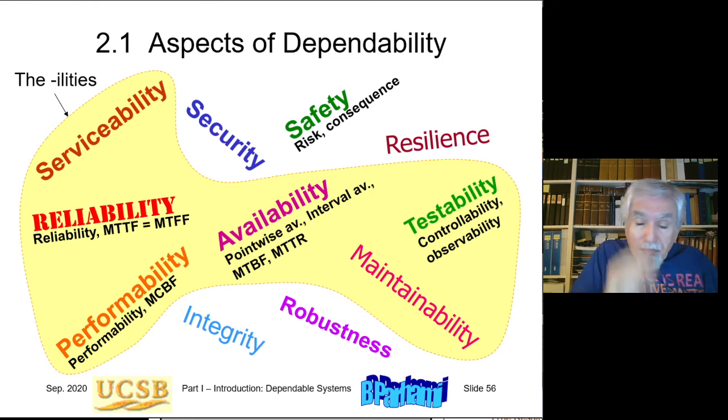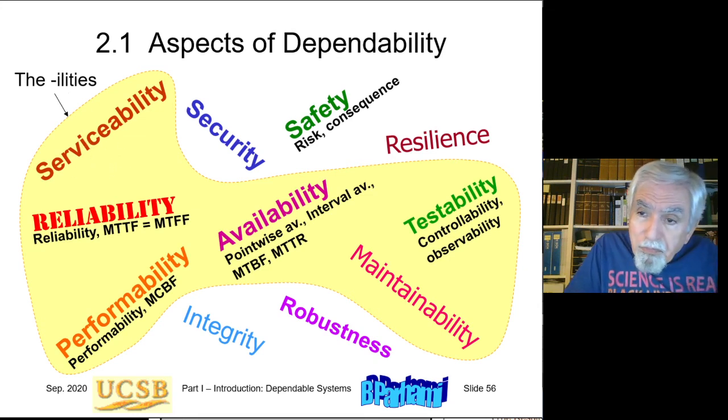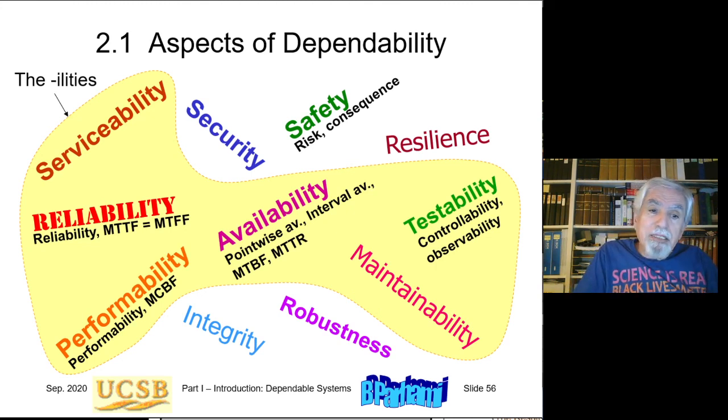all end in the letters ility. For this reason, sometimes they're referred to as the ilities. So the ilities are features or attributes that are described by words that end in ility. Serviceability, reliability, availability are examples of ilities. The other terms are also important, but they don't end in ility, so they're not included inside this blob.